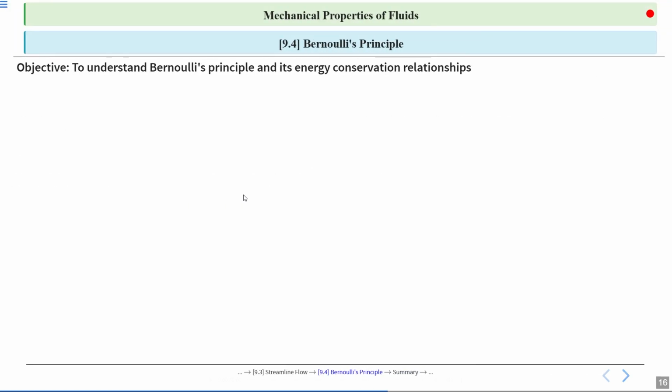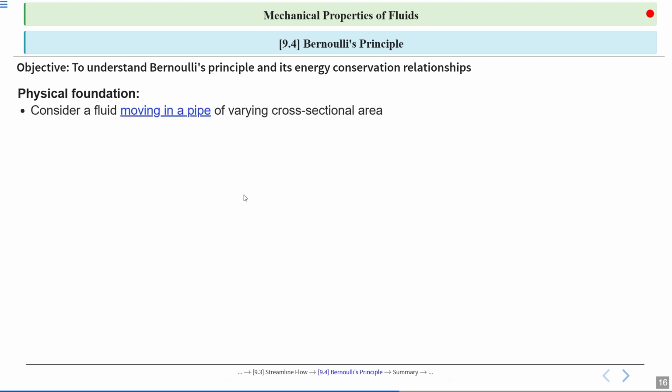First, let's talk about the physical foundation of Bernoulli's principle. It's important to know what assumptions and conditions we are working with before we dive into the details. We will focus on how fluids move and what factors affect their motion.